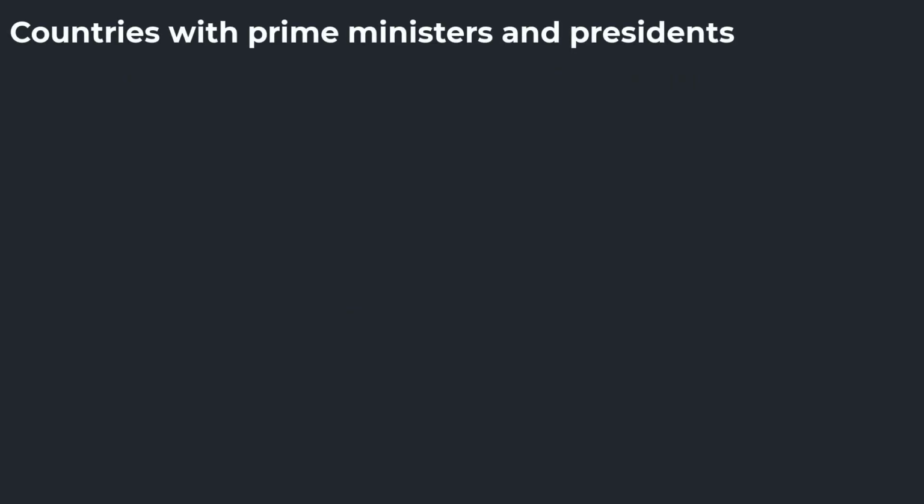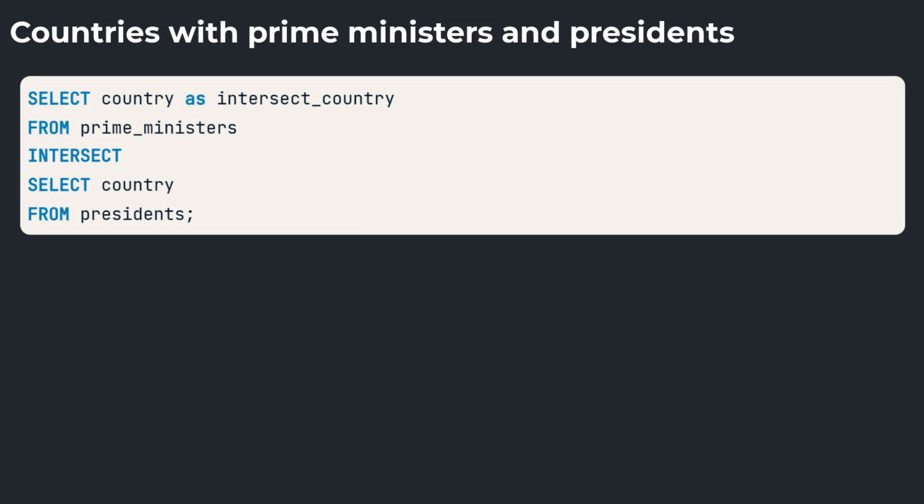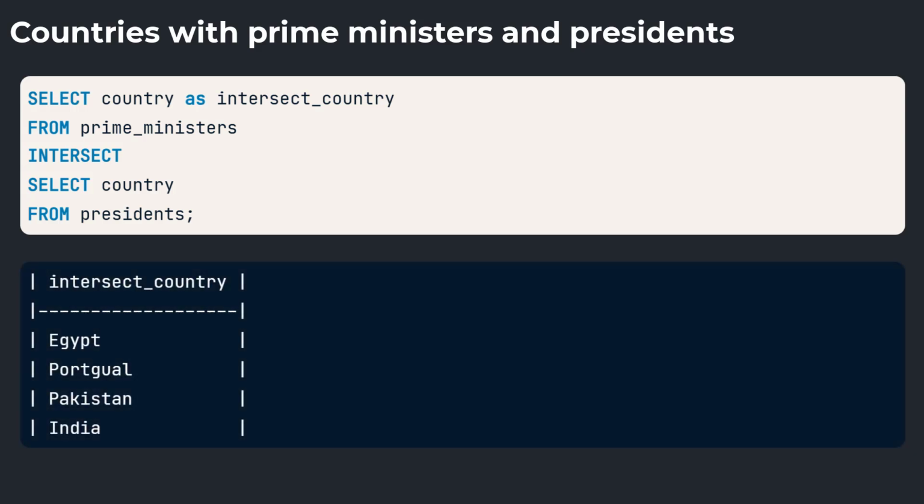Let's have a look at how we can use intersect to determine all countries that have both a prime minister and a president. Each select statement in our query has the same number of columns of identical data types in order for the set operation to be performed. The result of the query is the 4 countries with both a prime minister and a president in our leaders database. As with union, the result set uses the field names provided for the left table, whether aliased or not.